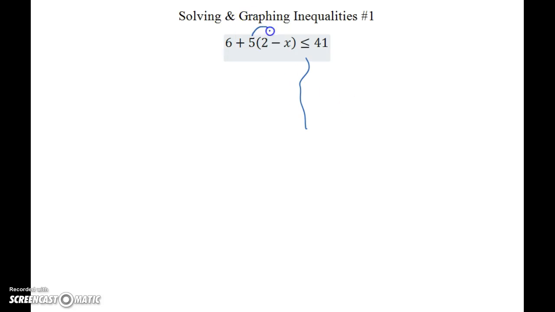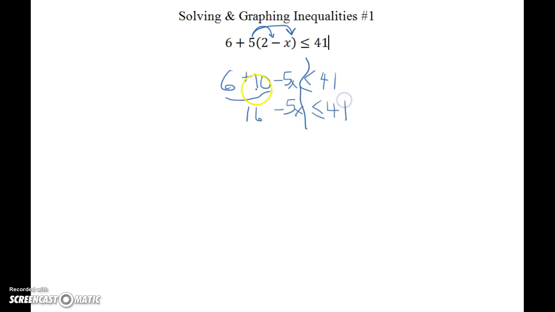So the first thing I want to do is distribute. I'll bring 6 down. 5 times 2 is 10, and then 5 times negative x is negative 5x. And I bring down my inequality sign and the 41. Okay, I can now combine the like terms. So 6 plus 10 is 16, minus 5x, less than or equal to 41.